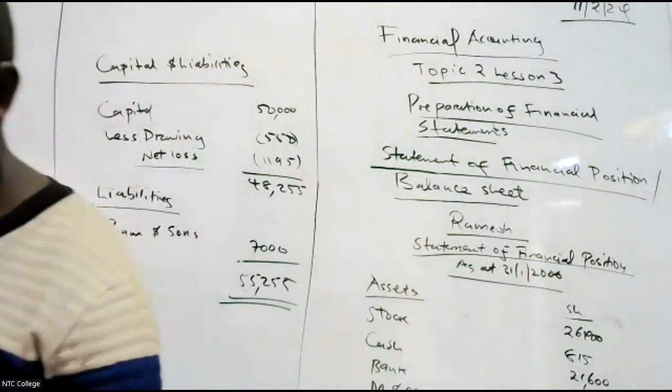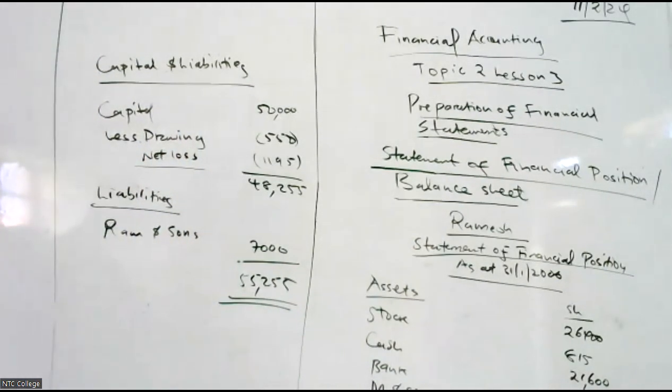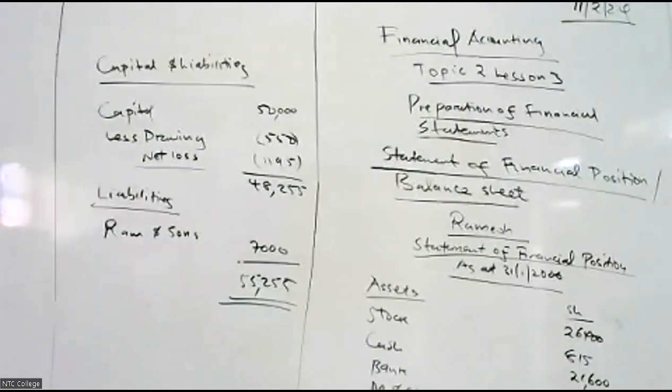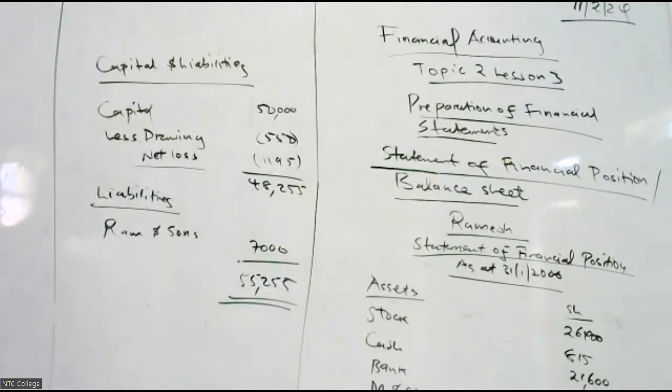Is that okay? I have a question. The debentures, where do they go? You will explain later in the topic? Debentures, and profit sharing ratios. That's where I have a problem. So you are asking about debentures and profit sharing ratio, for a partnership.